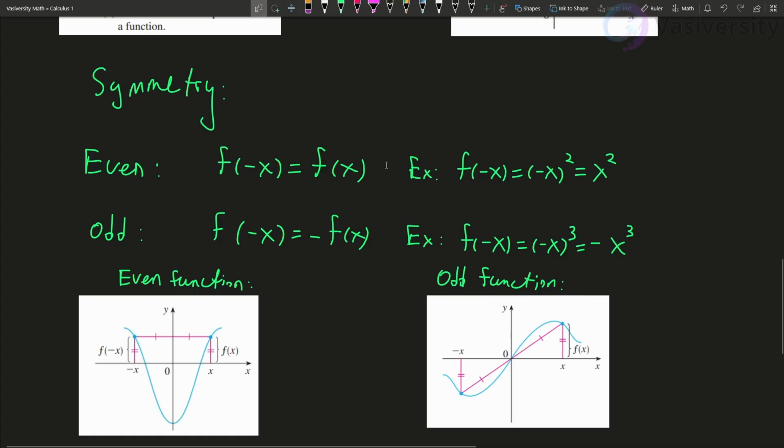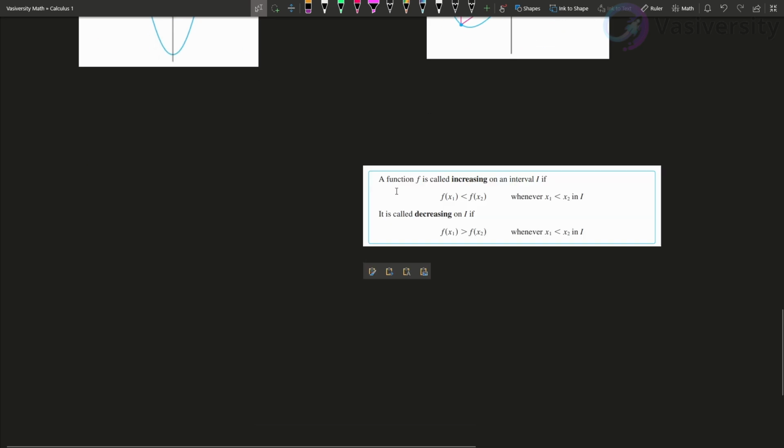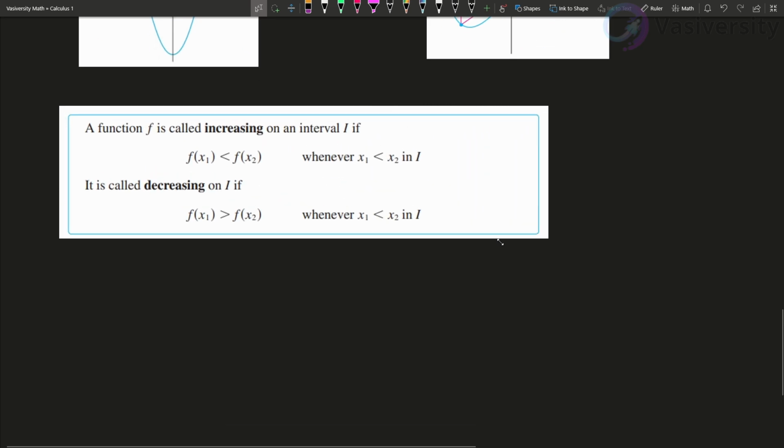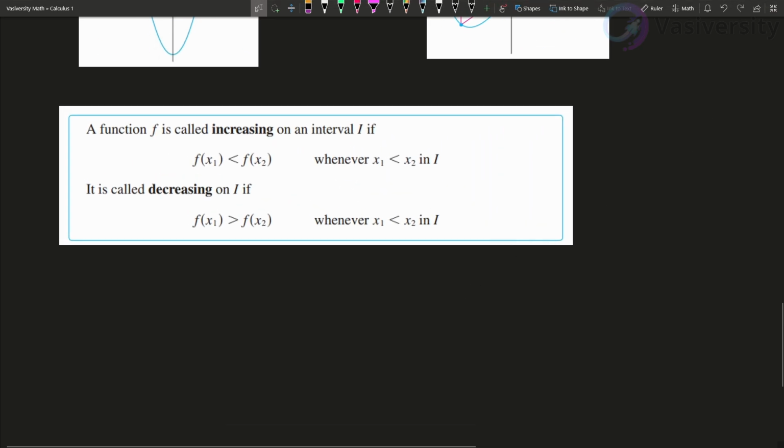So let's give a proper definition of what it means for a function to increase and decrease. A function f is called increasing on an interval I if f of x1 is strictly less than f of x2. It is called monotonically increasing. This is the important part: it's monotonically increasing in the interval.